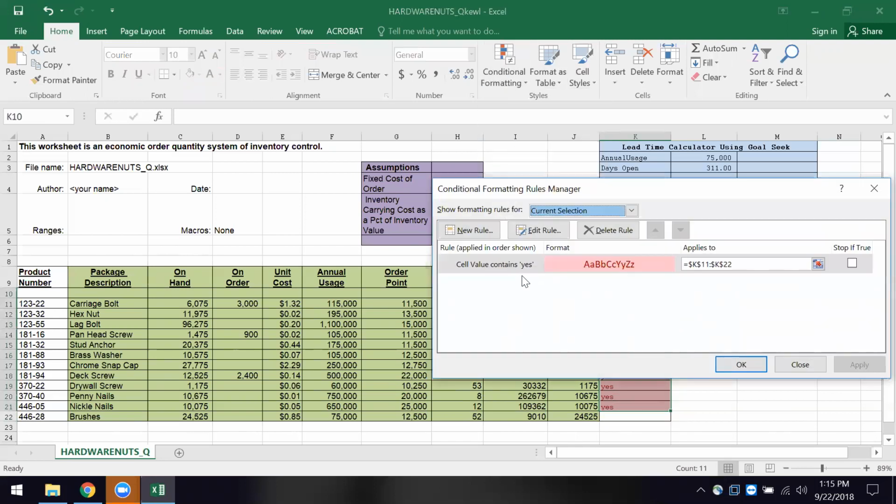And what it says, if the cell value contains yes, the word yes, and notice the quotes, then we're going to use this format. Pink background with dark red text. And it applies to that array K11 to K22.